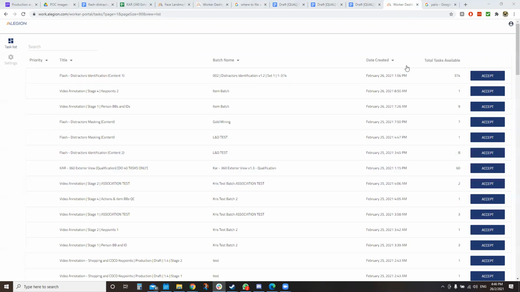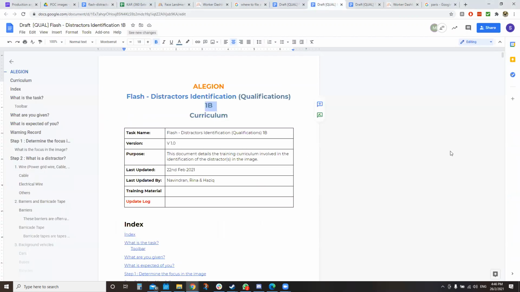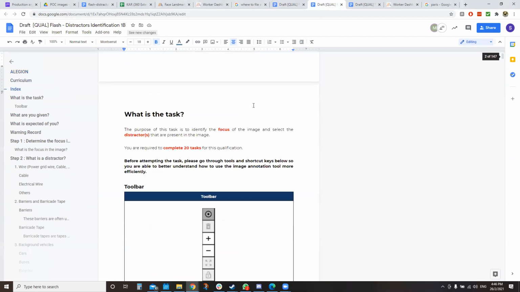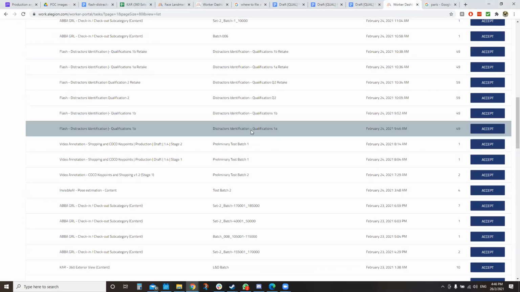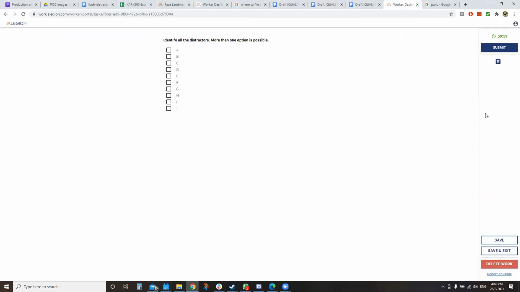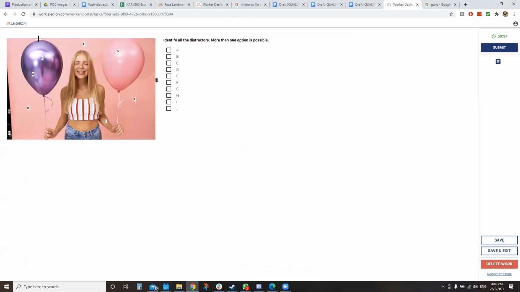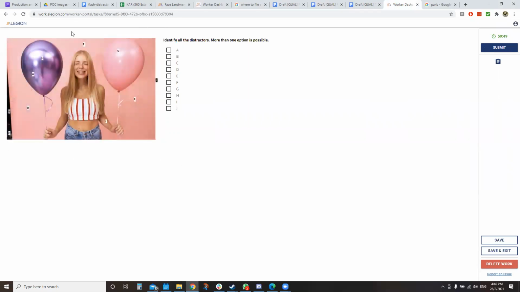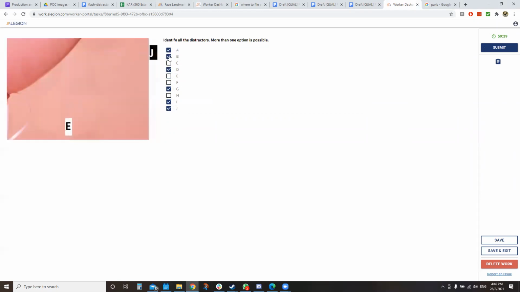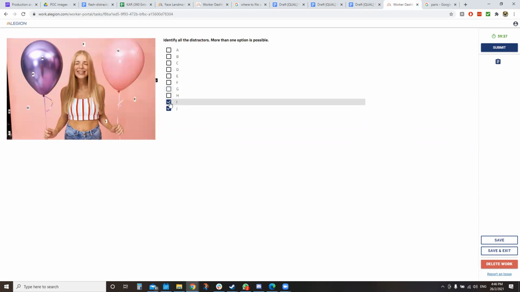Okay, all right. So now let's talk about qual 1B. This is the qual where you will be given a picture and certain things that are on the picture, where you will need to select which ones are distractors. Not everything. It could be the picture has multiple distractions.